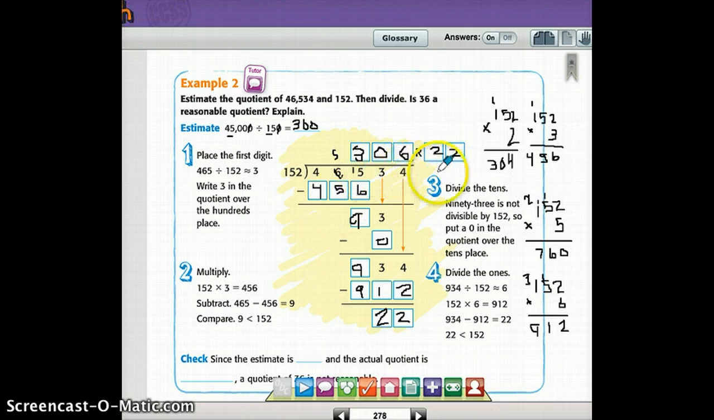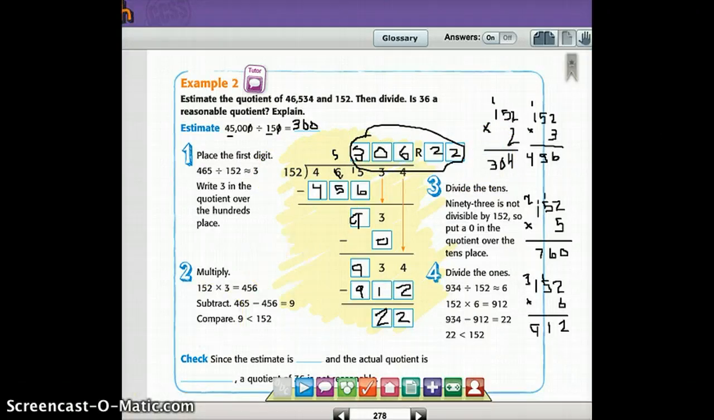So my quotient is 306, remainder 22. So was I close to my estimate? Yes. So then I can work it out by multiplying 306 times 152 plus 22 to make sure that I get my dividend.